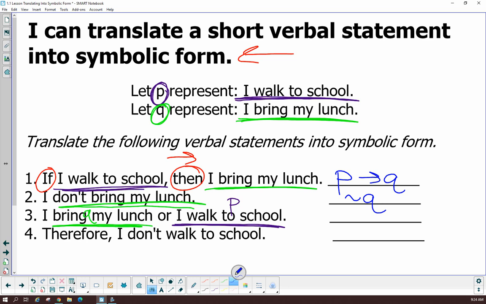And then I see this word or. From that first page where we talked about the symbols, or was the V. So my answer is going to have a V. And it's V's and upside down V's and arrows are always in between the letters. Bring my lunch was Q. Walk to school was P.